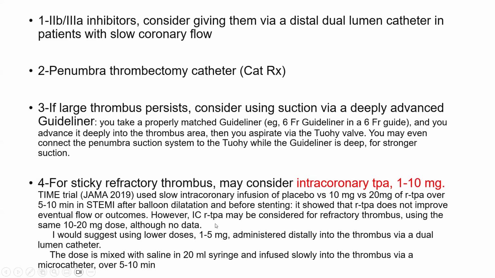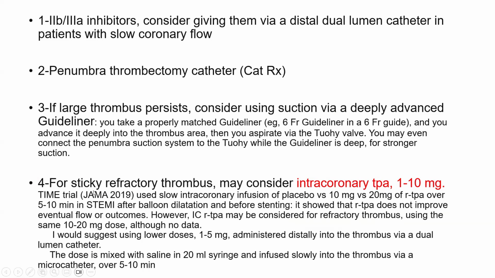However, it was safe in that trial to use a TPA dose of 10 to 20 milligram intracoronary, and therefore we may consider that dose of intracoronary TPA for a refractory thrombus, although no direct data. And I would suggest using lower doses than this trial, 1 to 5 milligram, administered distally into the thrombus via a distal dual lumen catheter.